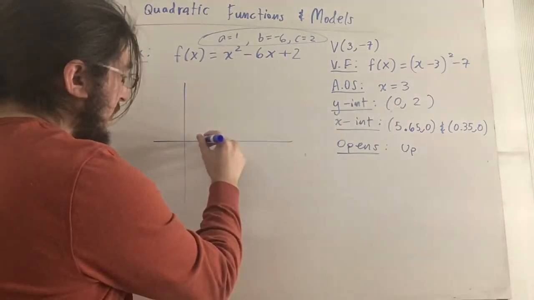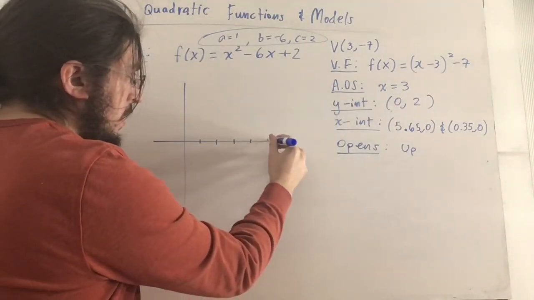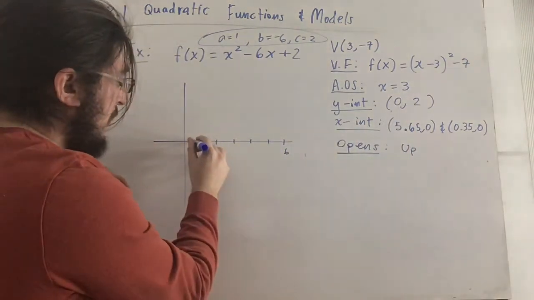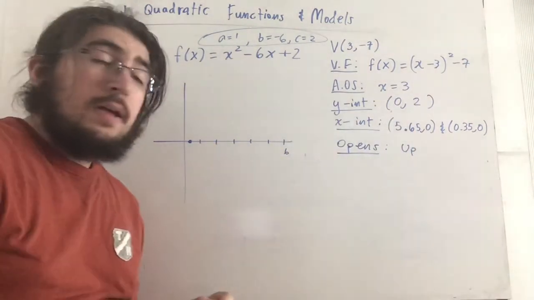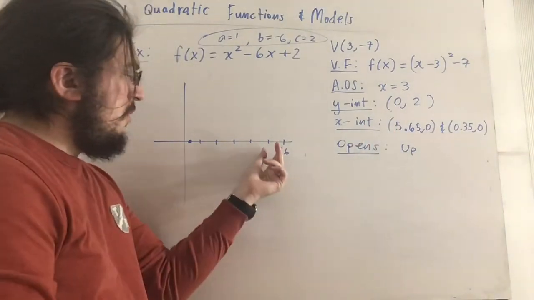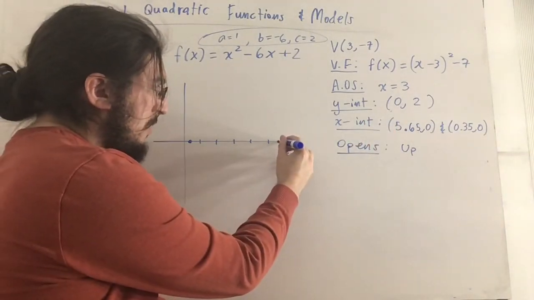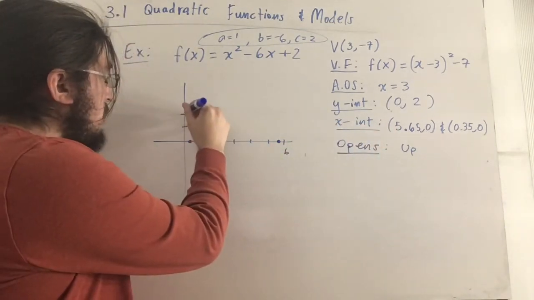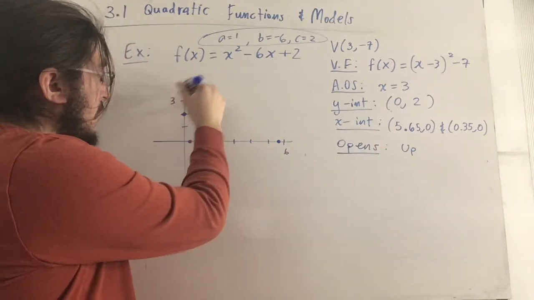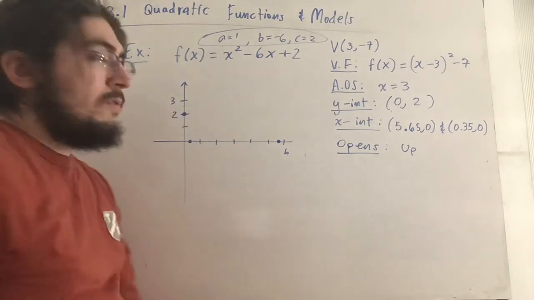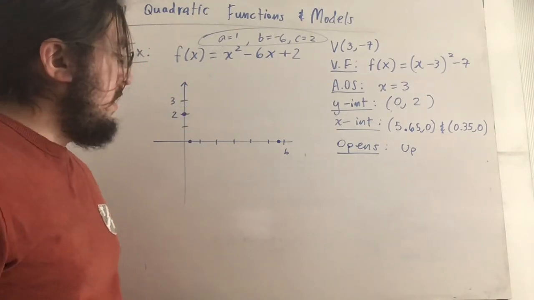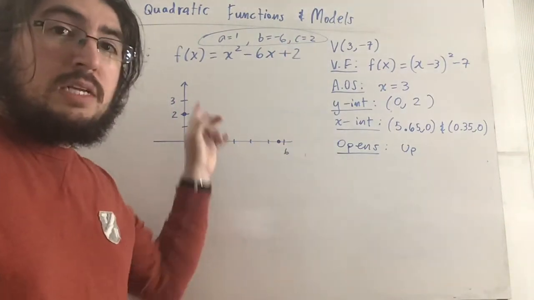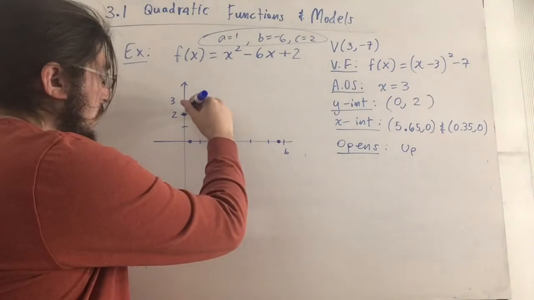Just so we have an idea of where these things lie, let's make the x-axis go from 0 to 6. 0.35 would be about here, a little less than 0.5. 5.65 is a little more than halfway between 5 and 6, so let's say right here. So these are our x-intercepts. The y-intercept is at y equals 2, so let's say that's right here. Okay. And now, if you think about it, the only way we can have a parabola passing through these 3 points is if it looked like this.